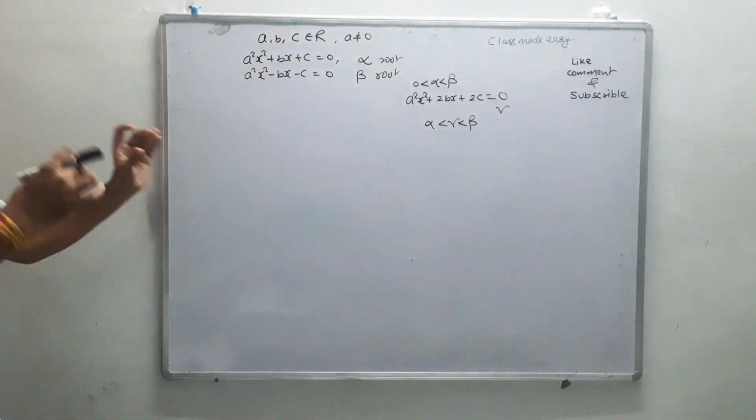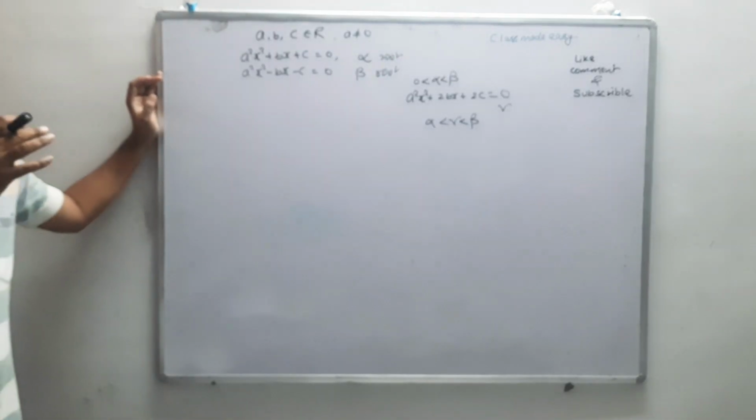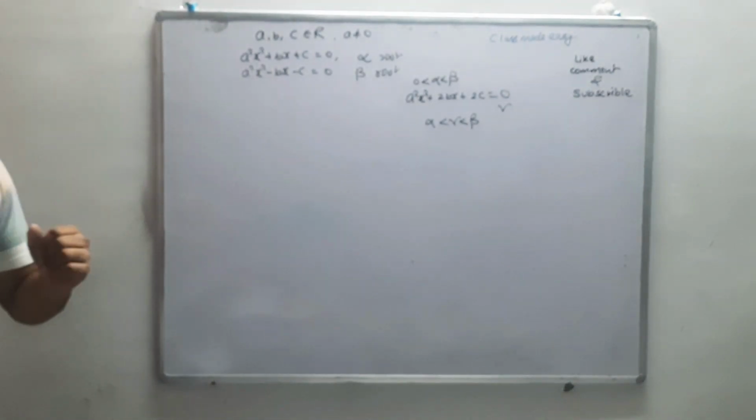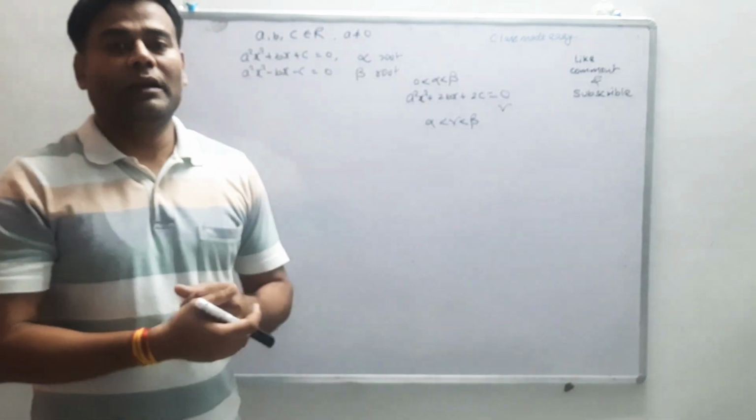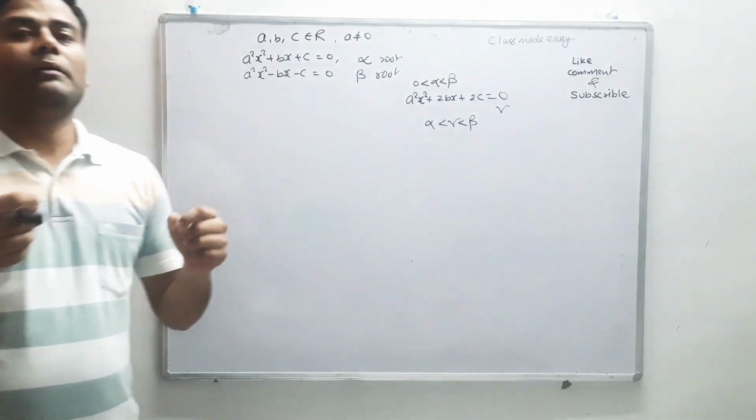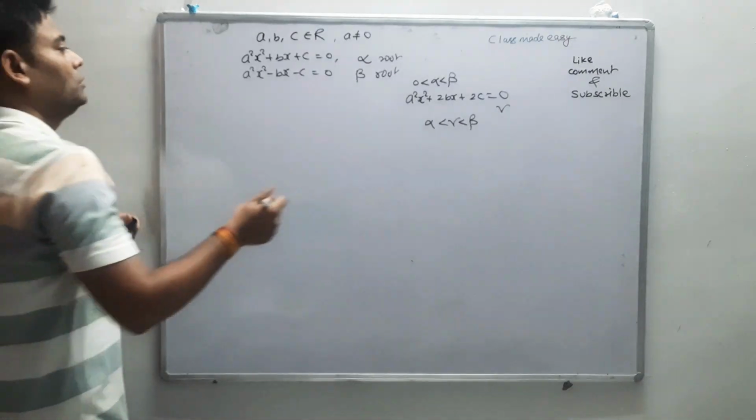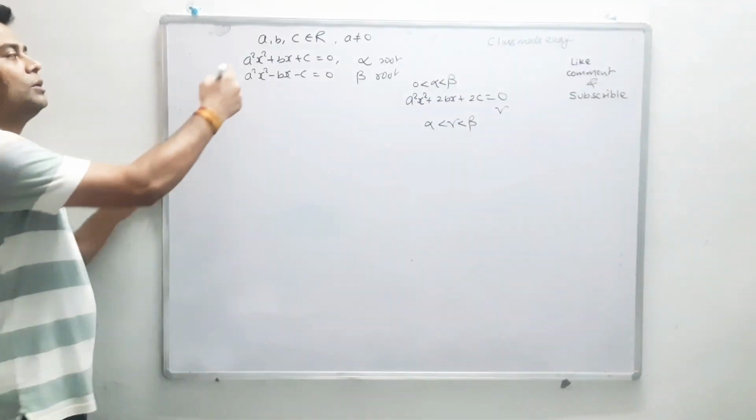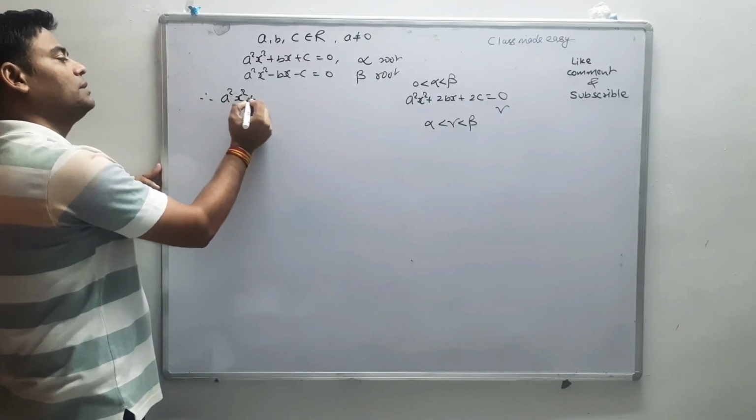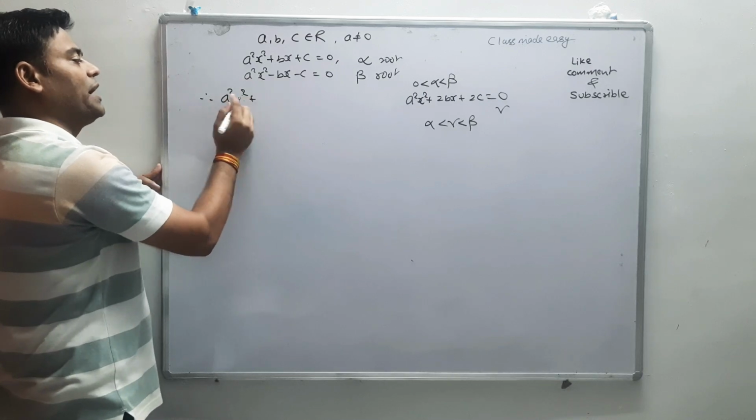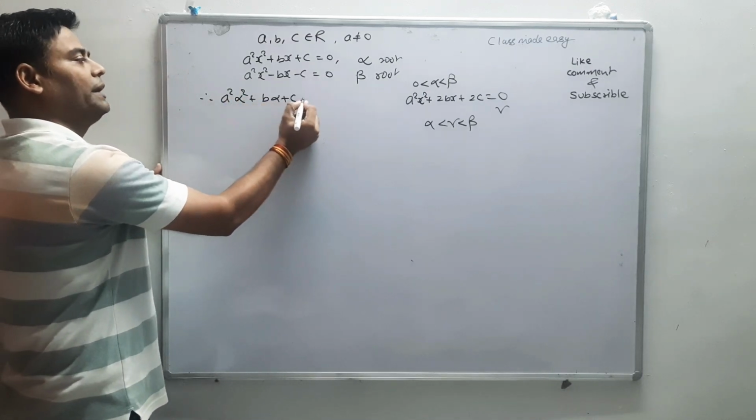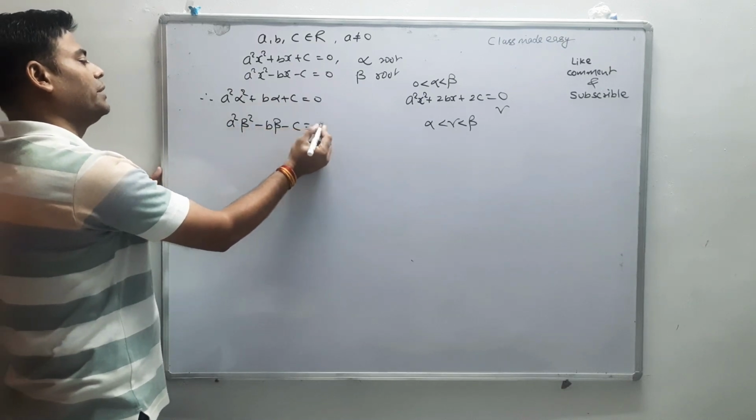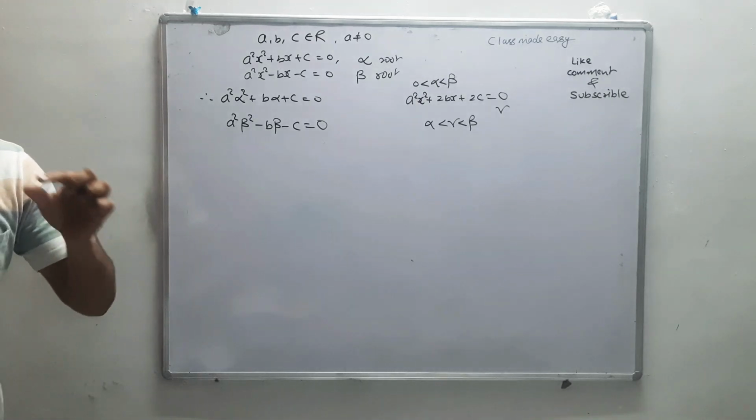Okay, so the concept behind this problem is how to show a root of an equation lies in an interval without calculating it. First equation has root alpha, and you know alpha satisfies the first equation. So in a²x² + bx + c, in place of x you can put alpha, so it is a²α² + bα + c = 0. In the second equation also, a²β² - bβ - c = 0. That means the root satisfies the equation.